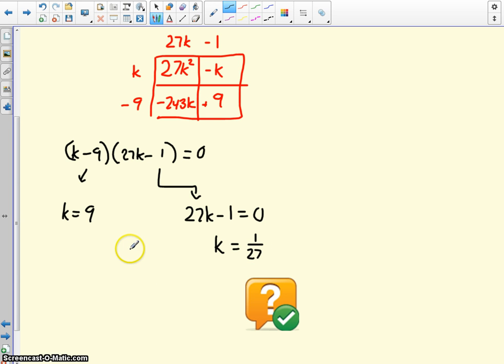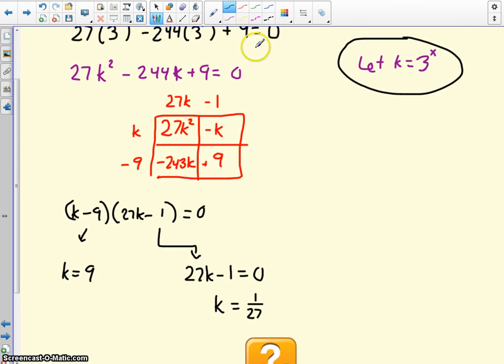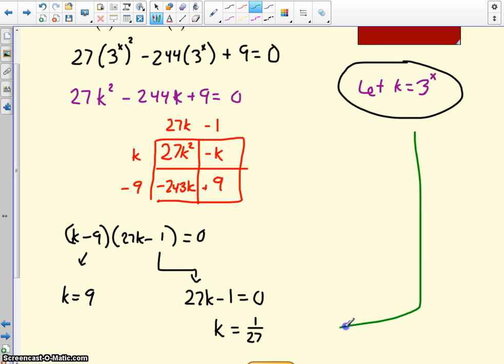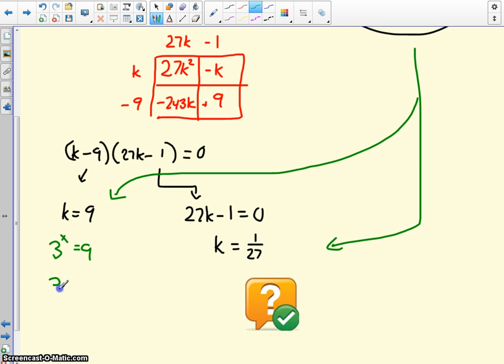Okay, now I'm not done. I've solved for k, but now we have to go back to our original equation. Remember that originally we let k be equal to 3 to the x. So this is where this comes back into play. In each of these equations, I need to replace the k value with 3 to the x, and then solve for x. For the one on the left, it's not too bad. I wind up with 3 to the x equals 9. What power of 3 gives 9? Well, this is a typical exponential equation. I'd write both sides under the same base. So 3 to the exponent x, and 9 is 3 squared. So I wind up with x equals 2.